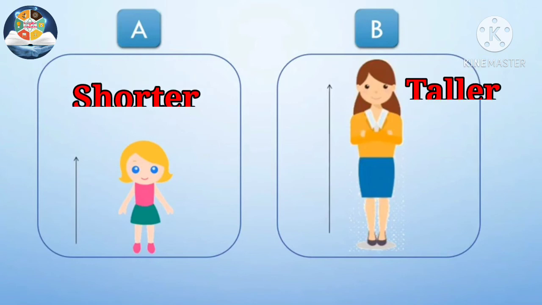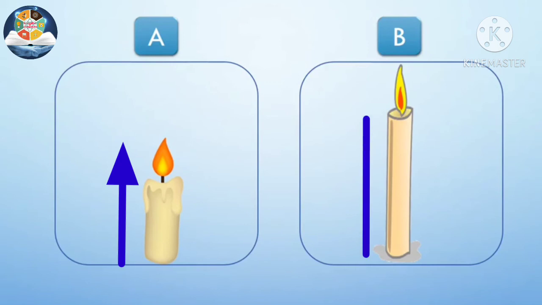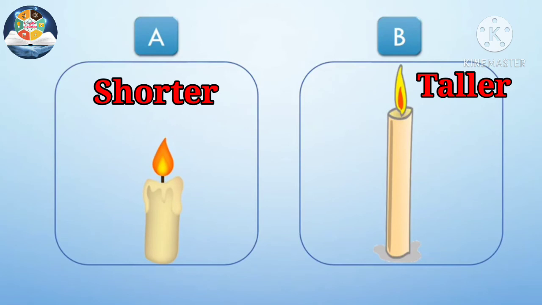Now, let's take another example. In this picture, there are two candles. The height of the candle in box A is less than the height of the candle in box B. So, the candle in box A is shorter and the candle in box B is taller.